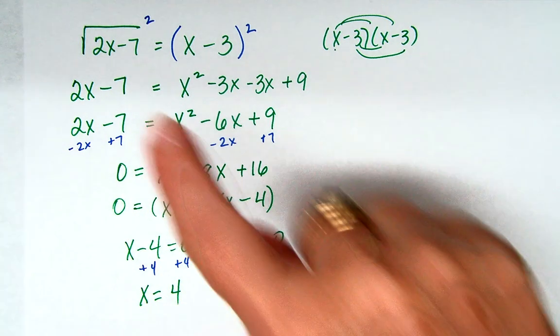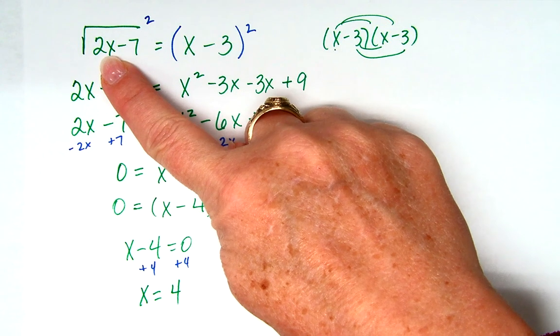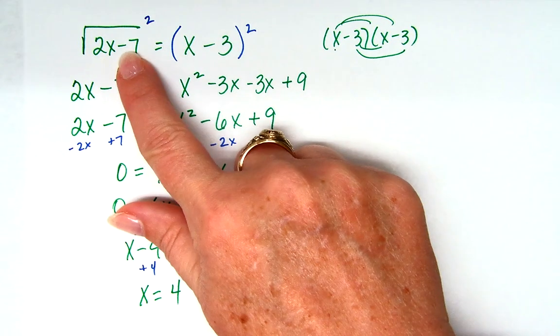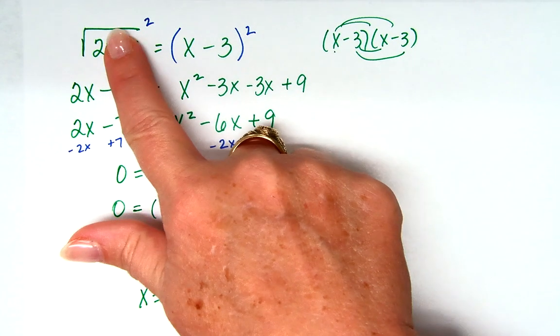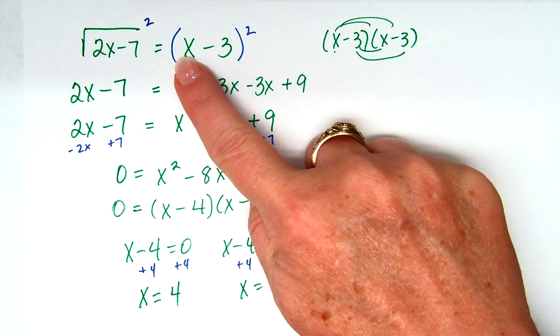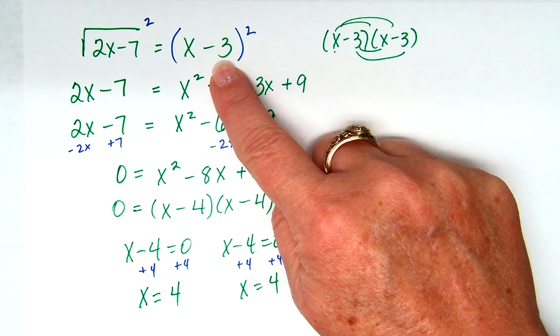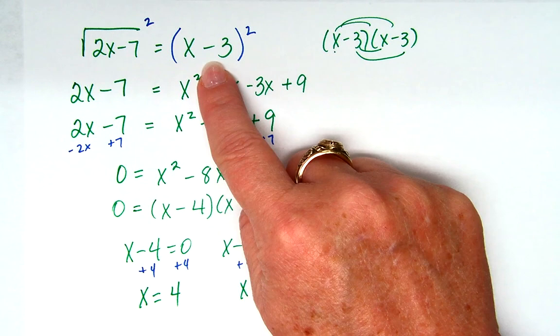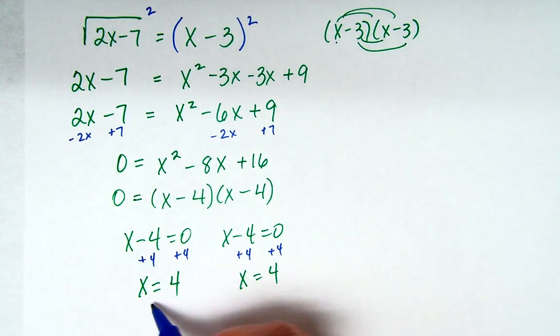Check, right? So 2 times 4, 8 minus 7. 1. What's the square root of 1? 1. So the left-hand side is 1. 4 minus 3. Does 1 equal 1? Yes. So I know that this is the correct answer.